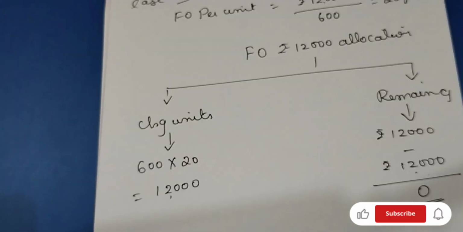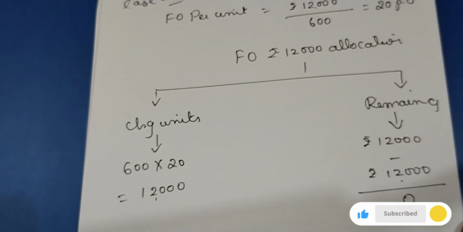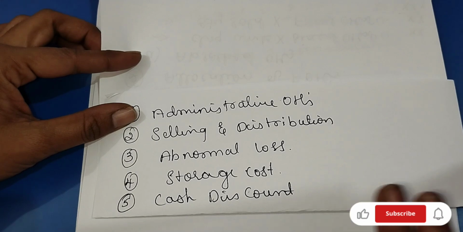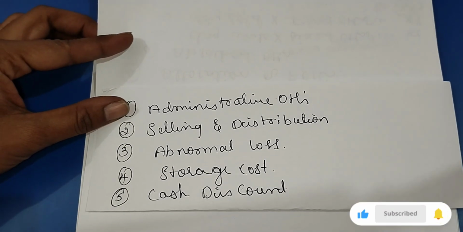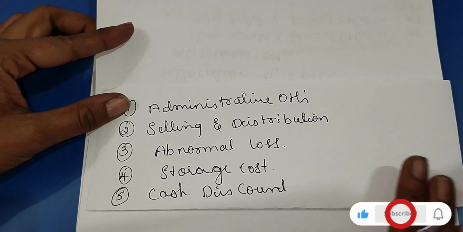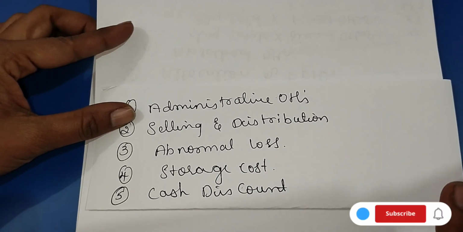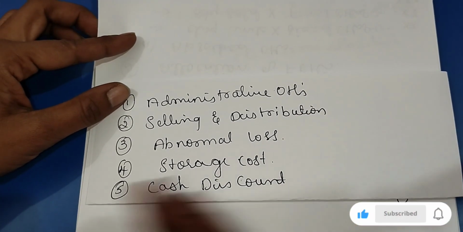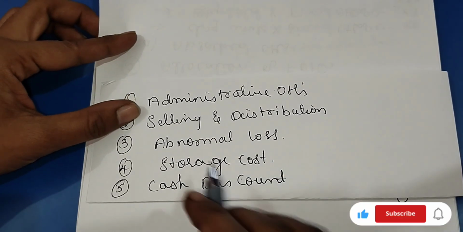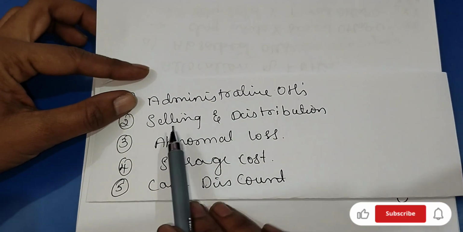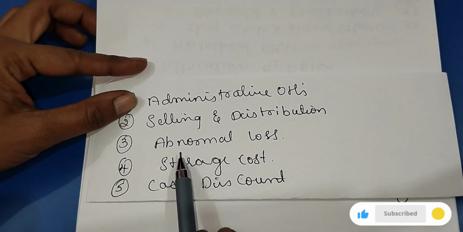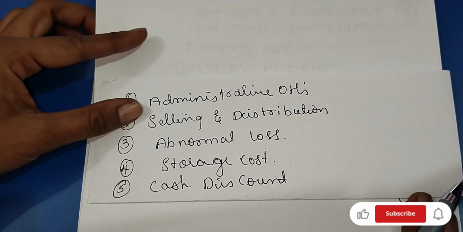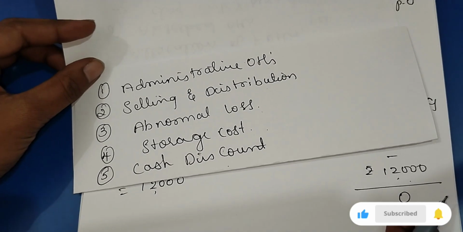Some items we won't consider while measuring the inventories. Those are administrative overheads, because whatever expenses you incur after selling or while selling won't be considered. Only the inventory which you are making ready for sale, held for sale, only until that point in the process do you consider the cost. That is why we are not considering administration overhead. Selling and distribution are not considered. Abnormal loss, storage cost and cash discounts are also not considered while valuing or measuring the inventories.